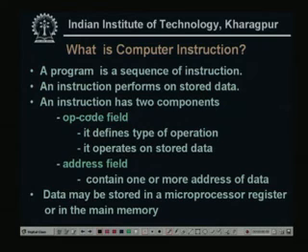Now the opcode field defines the type of operation and it operates on the stored data. The address field contains one or more addresses of data on which the operation is to be performed, and data may be stored in a microprocessor register or in the main memory. So an instruction has two fields, the opcode field and the address field.